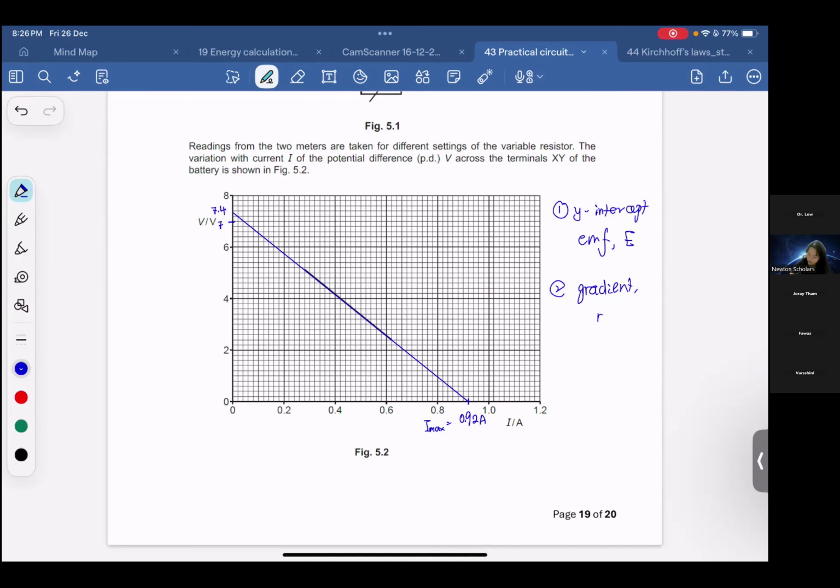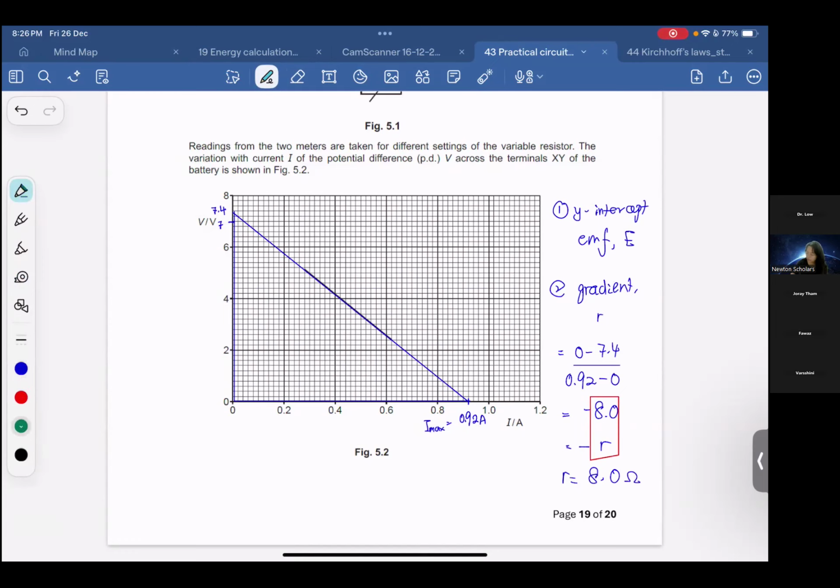So dear, we can use these two points to do the calculation for the gradient. The gradient is 0 minus 7.4 divided by 0.92 minus 0. My answer here I get negative 8.0. Not ohm, this is the gradient. It equals negative R. So what is my internal resistance without the negative? My internal resistance should be 8.0 ohm.